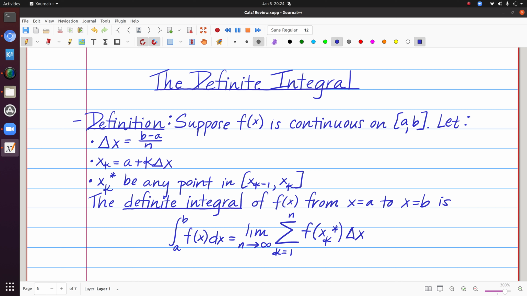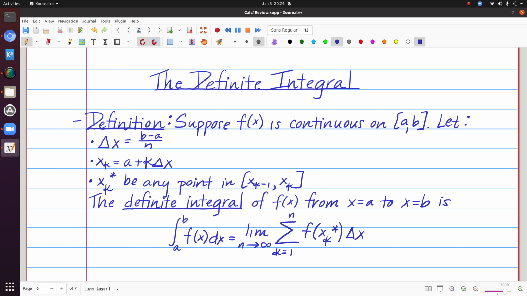To be precise here, we're going to assume that we have a function f of x that's continuous on the closed interval from a to b. As before, we're going to define delta x to be the length of the interval, b minus a over n. xk is going to be a plus k delta x, and xk star is going to be a representative of some point within the closed interval xk minus 1 to xk.